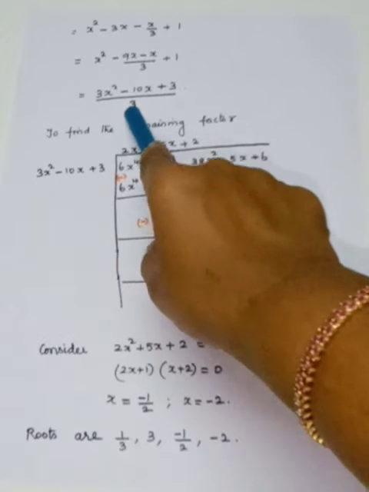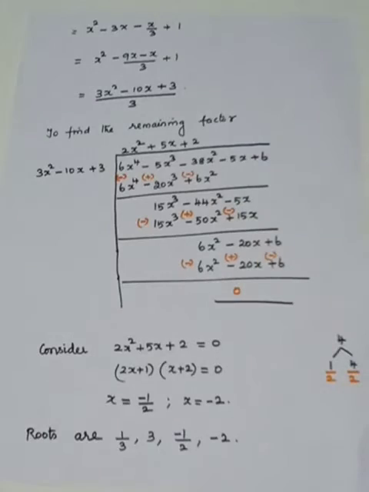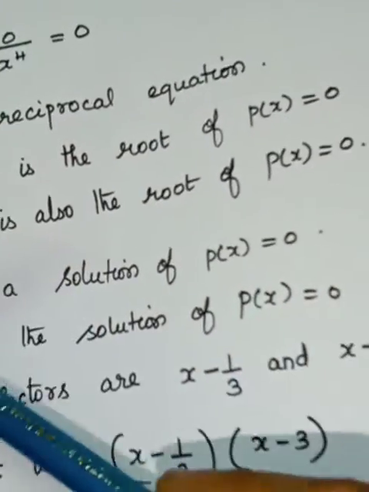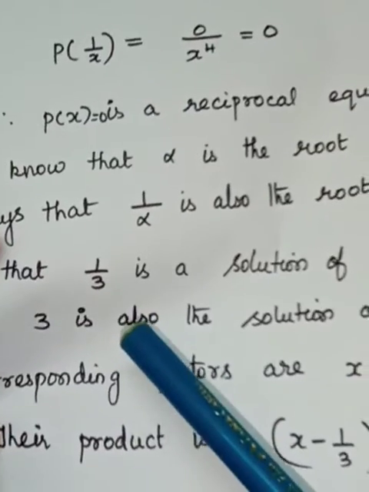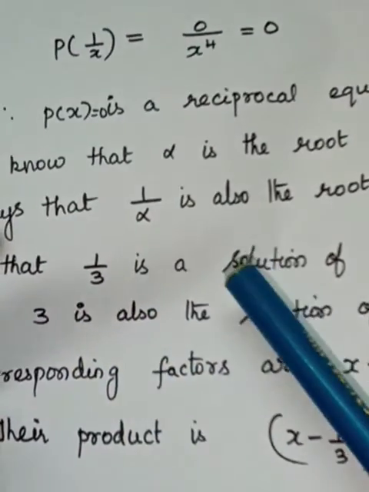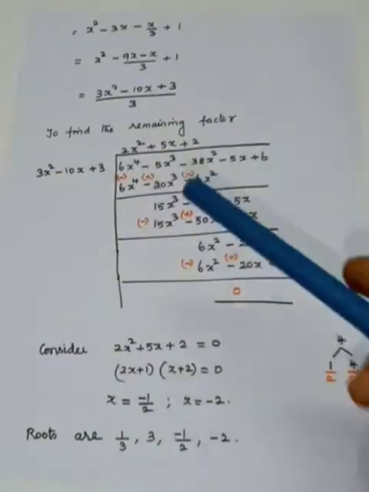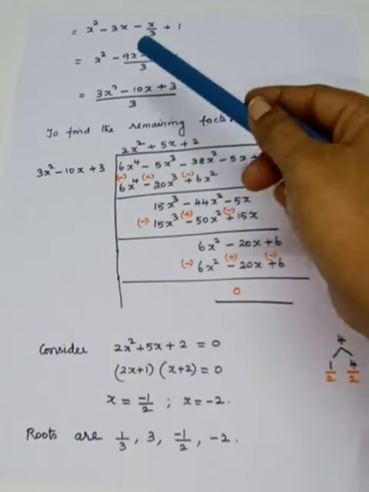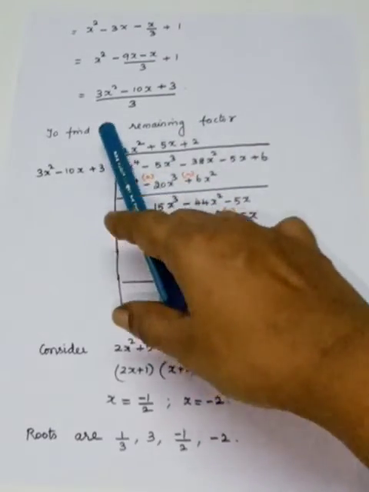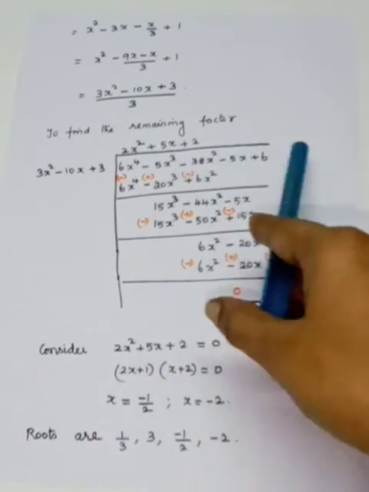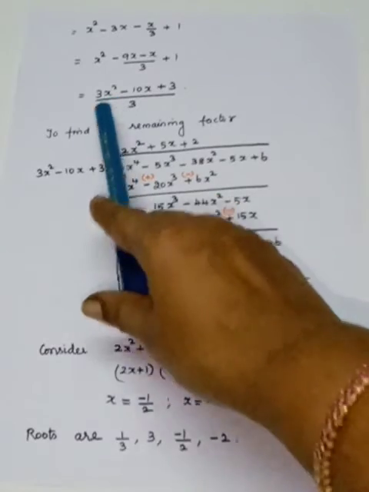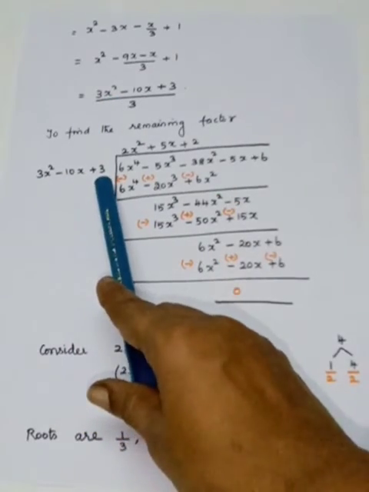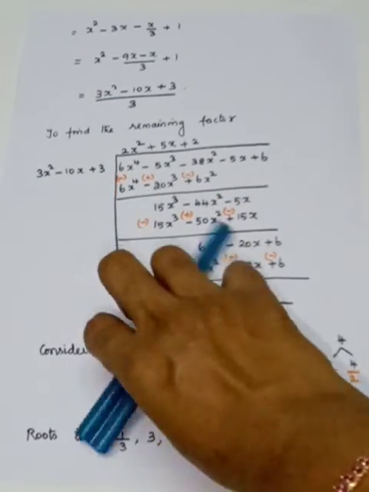Here the denominator is a constant. Since x is equal to 1 by 3 is a root, that means 3x is equal to 1, so 3x minus 1 is the factor. You can leave the constant. To find the remaining factor, the whole equation has to be divided by the factor 3x squared minus 10x plus 3.